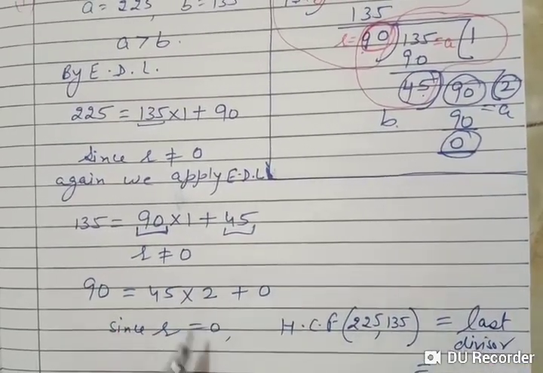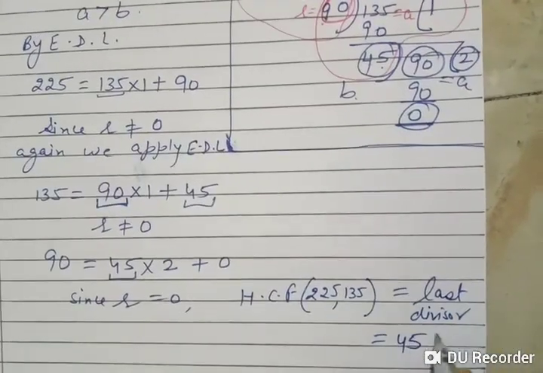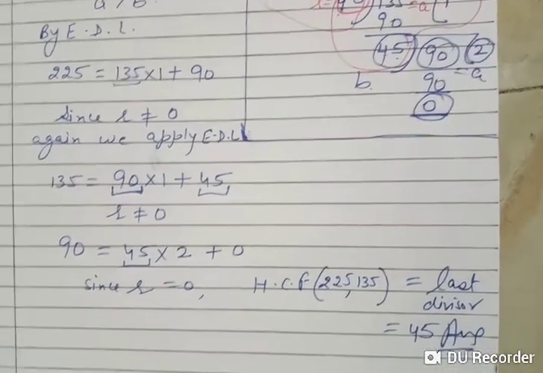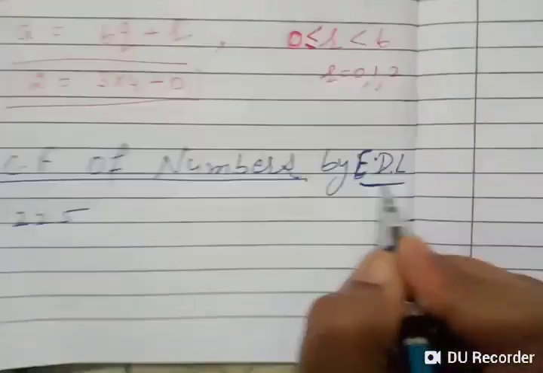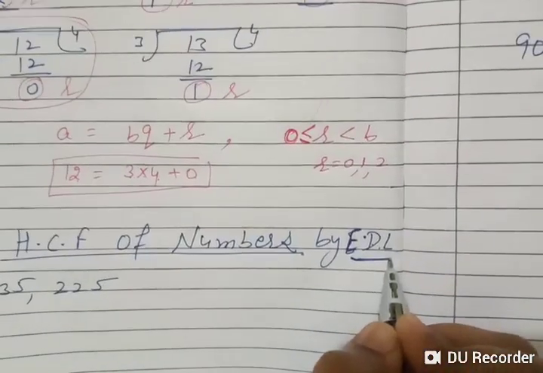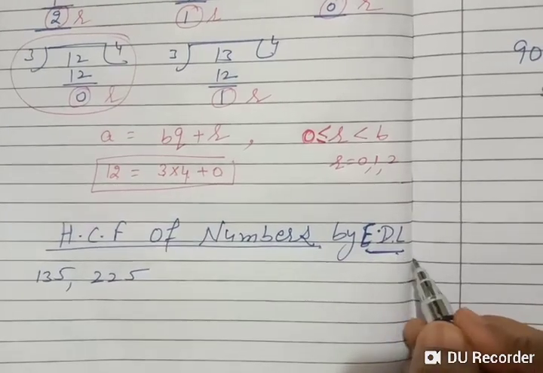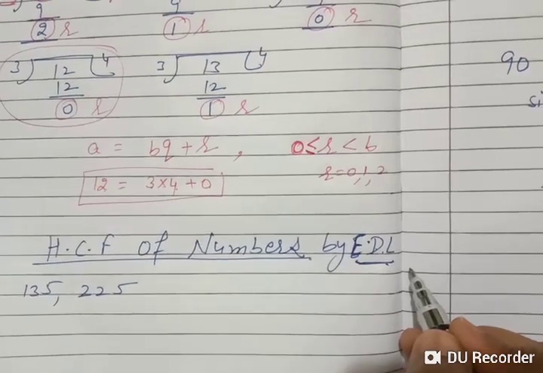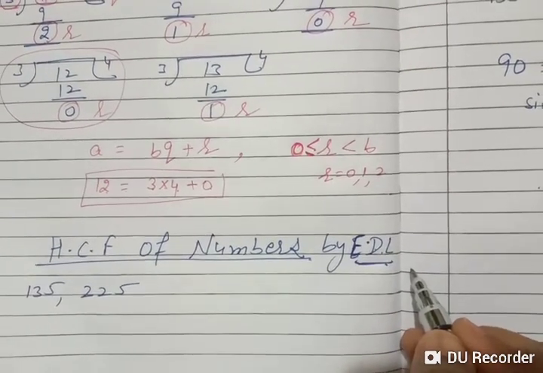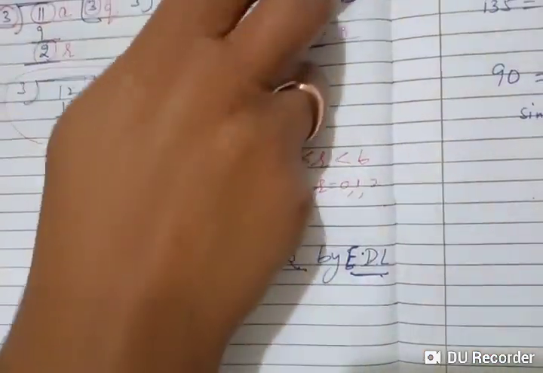And which is the last divisor? Last divisor is 45. So our final answer is 45. You must be thinking that in the NCERT book question, the word written is Euclid division algorithm and ma'am is using Euclid division lemma. If we use the lemma again and again, step by step, then it is known as an algorithm. So this is the algorithm: first step, then second step, then third step.